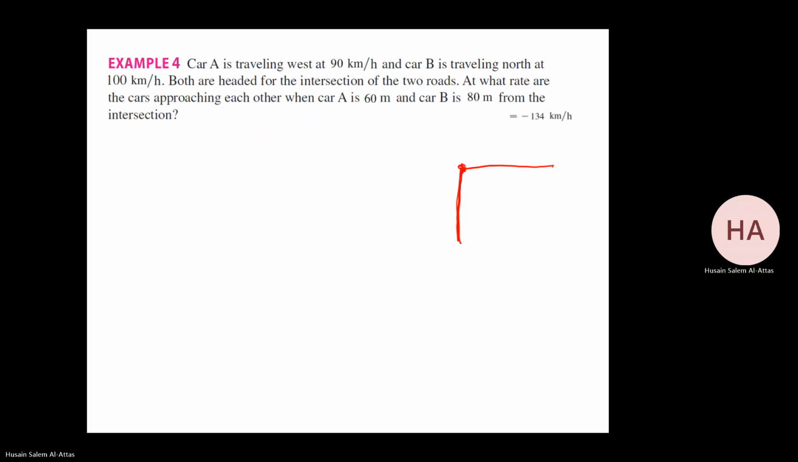So this is the speed of car A, this is the speed of car B. Let me call this X, let me call this Y. And he's asking about this. Let me call it Z. Okay. Now, what is the information?